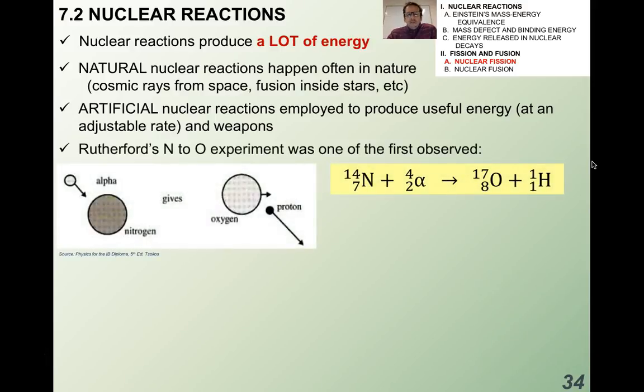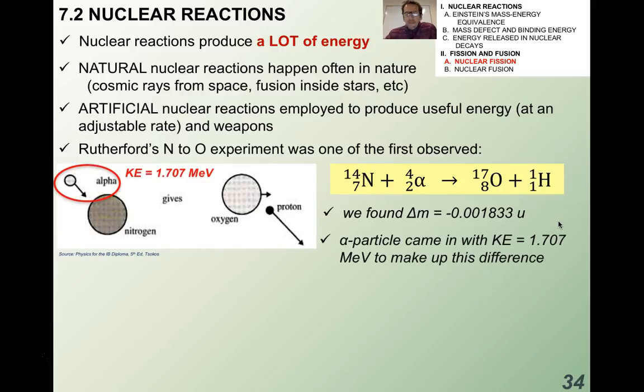Now, Rutherford's nitrogen to oxygen experiment was one of the first artificial nuclear reactions ever observed, okay? And in this case, we had an alpha particle that came in and hit a nitrogen atom, knocking out a proton and creating an oxygen atom, okay? And we found in this particular case, we did this example last time in the last video, the mass defect, or delta M, to be 0.001833 atomic mass units, okay?